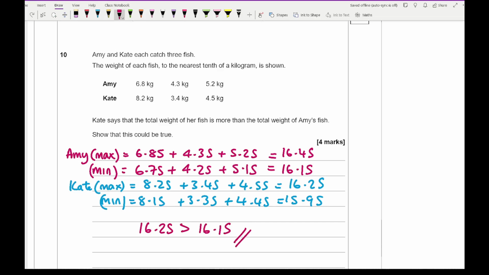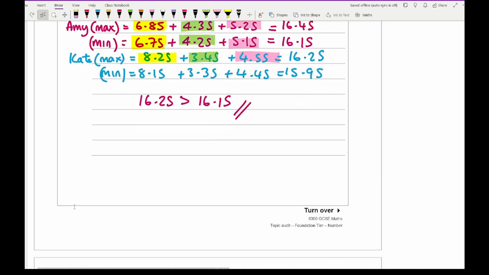So again, what you want to do for Amy is, you could have any values within these spectrums. So for example, if you're picking one weight for Amy where it's probably in the lower end of that one, then you go for a lower end in this bracket and a lower value in that bracket. And then when you go for Kate, you go for an upper value, so something closer to 8.25, closer to 3.45, and closer to 4.55. You want to show that Kate's total weight is going to be more than Amy's.